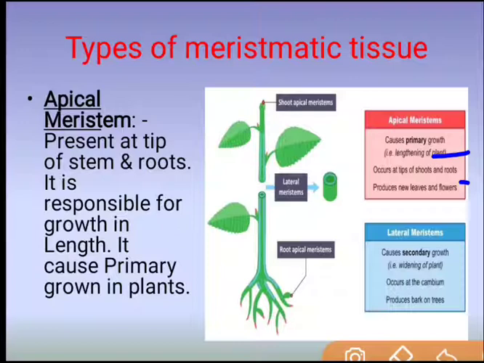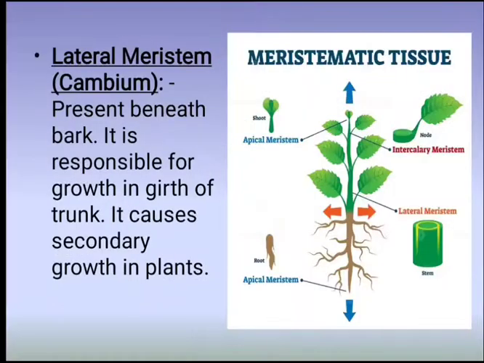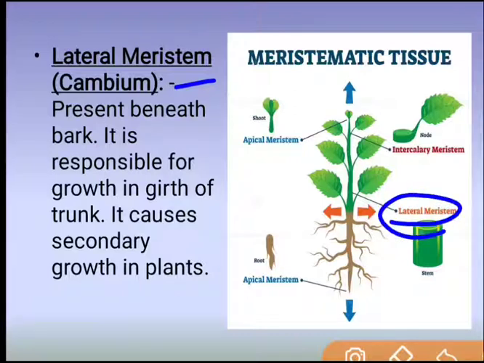of roots and shoots and produces new leaves and flowers. This is about apical meristem. Next one is lateral meristem. Lateral means on the sides. It is present beneath the bark. Here it is present beneath the bark.